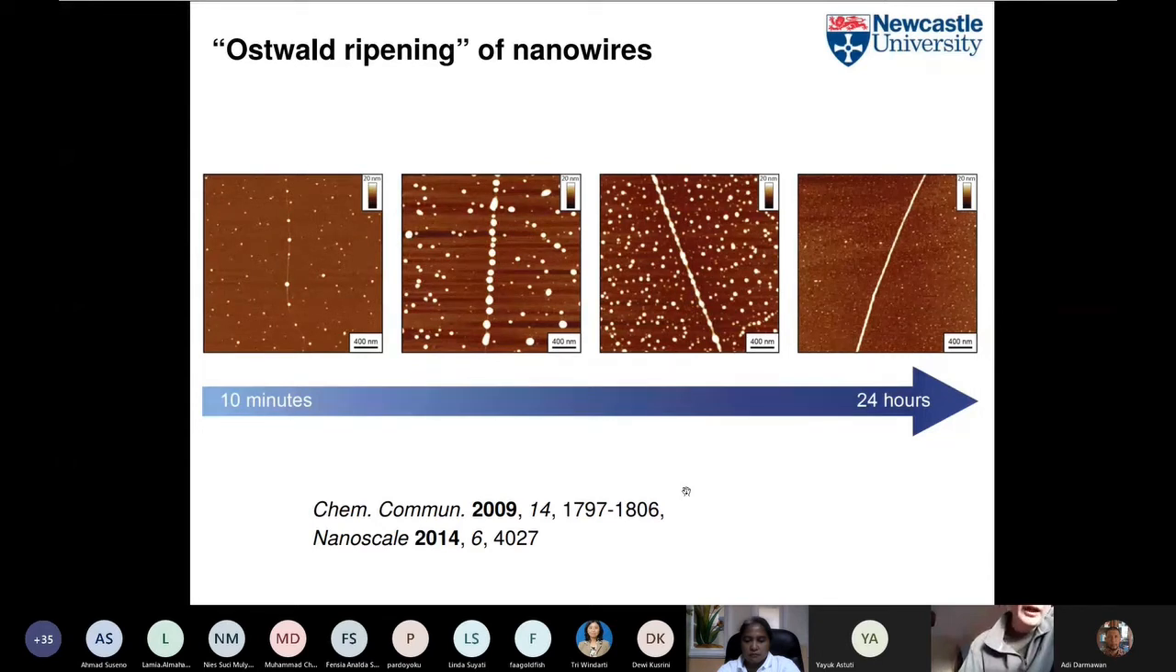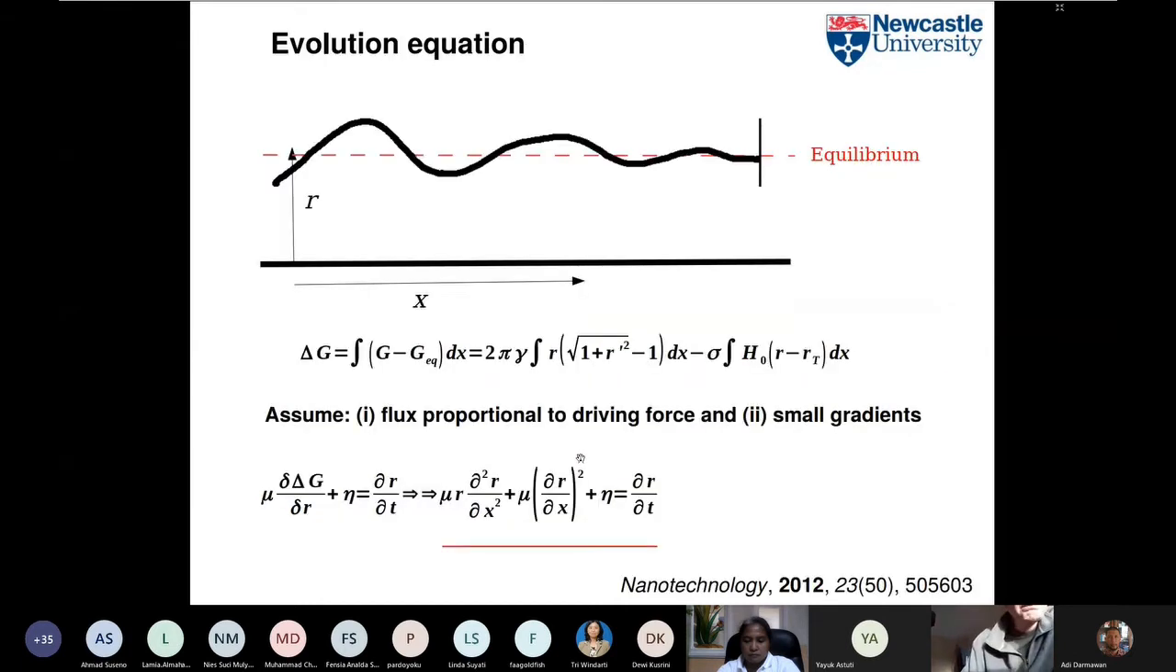And after 24 hours in this case, you see a rather smooth nanowire. And so this we believe is the equilibrium state. And so we've been interested to try and understand a little bit more about the process that takes us across this diagram. So if we go to the next slide, please.